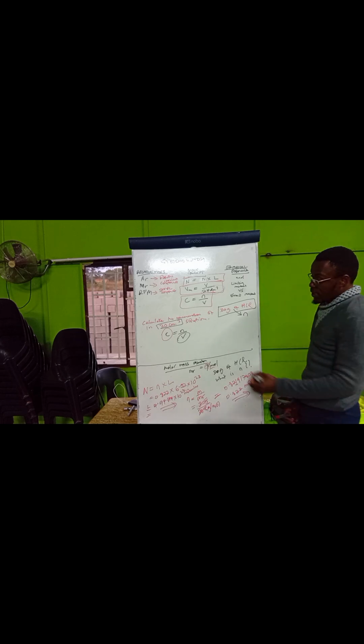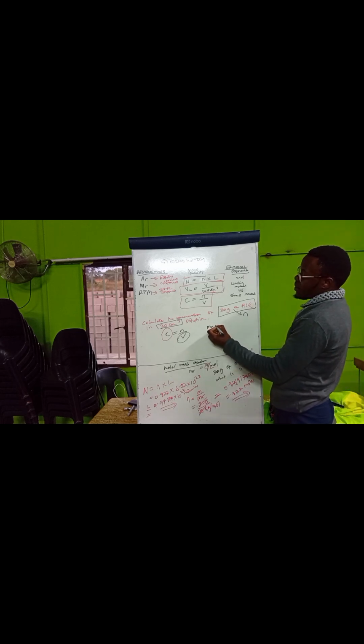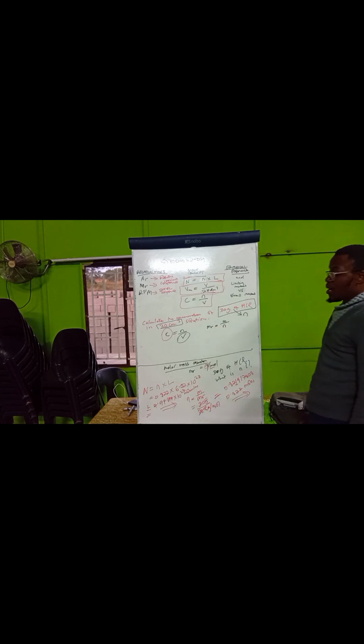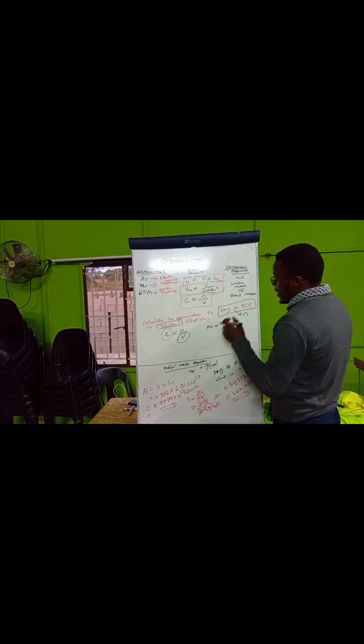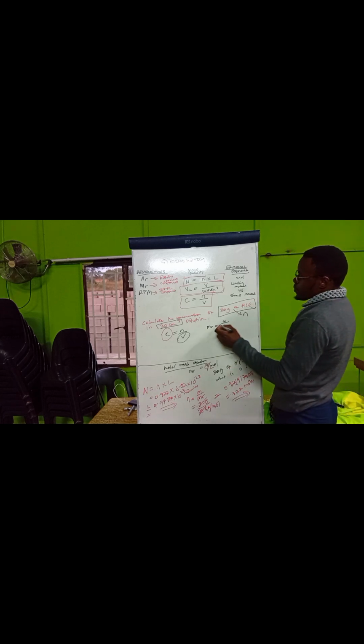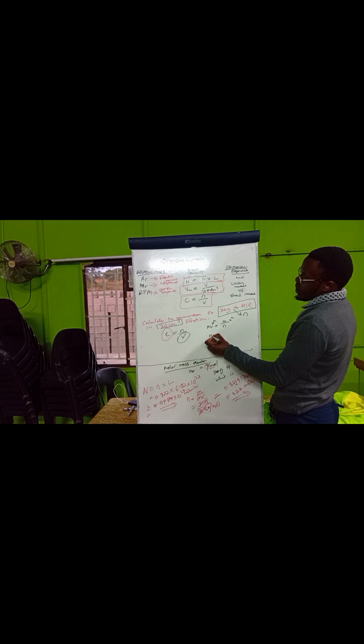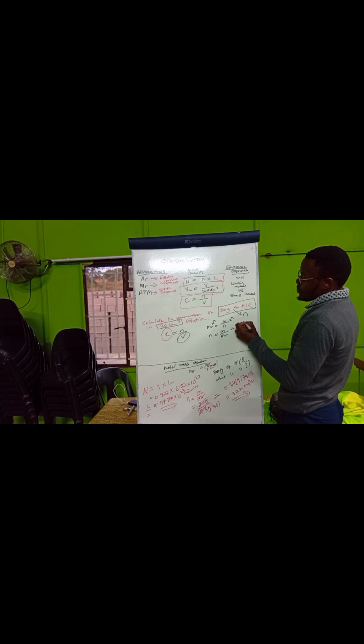So the Mr would be the mass over Mr is equal to M over N, so N is equal to M over Mr. So the mass is 30 grams.